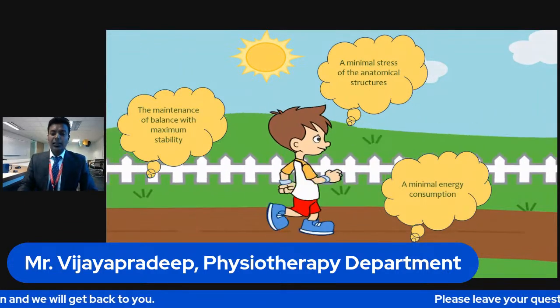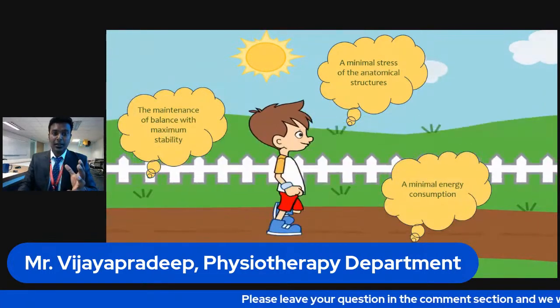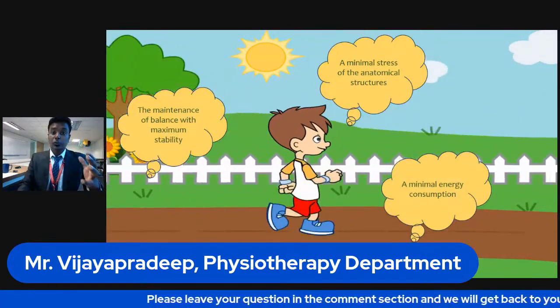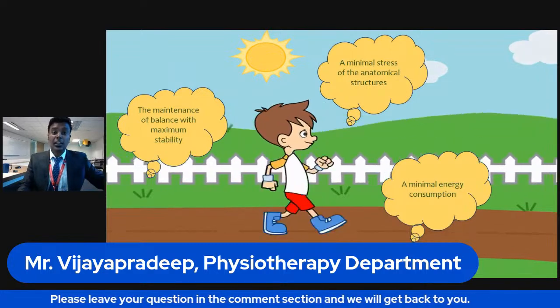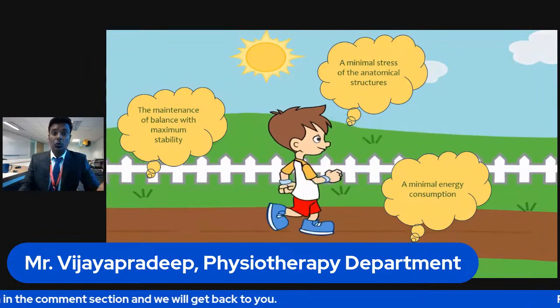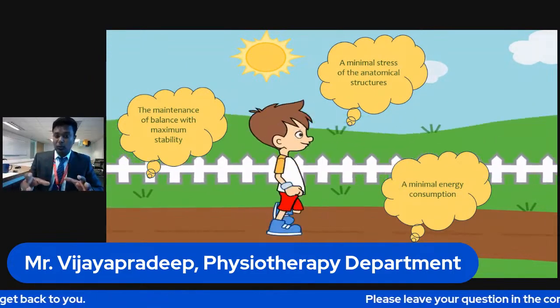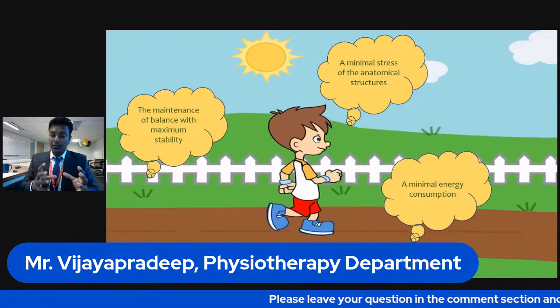The next thing is that it should involve minimal energy consumption. If you are sitting or doing some work, you should not feel that you are exerting more. If you feel that, then some group of muscles is overworking or some groups of muscles are compromising. So if it is normal, minimal energy consumption is the main thing.